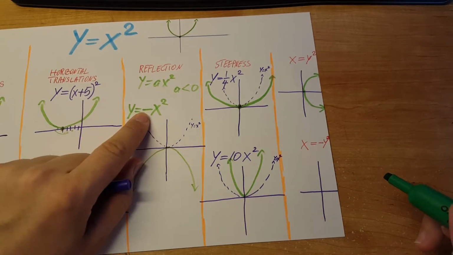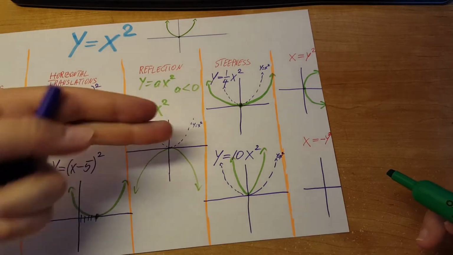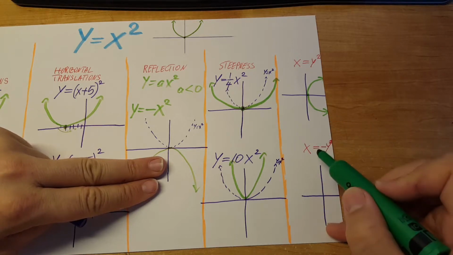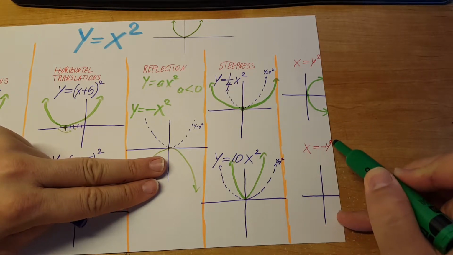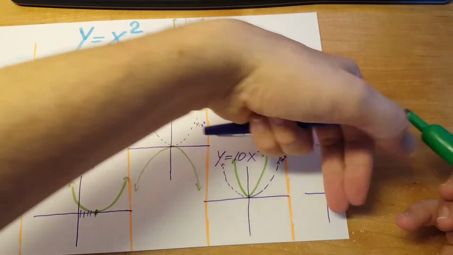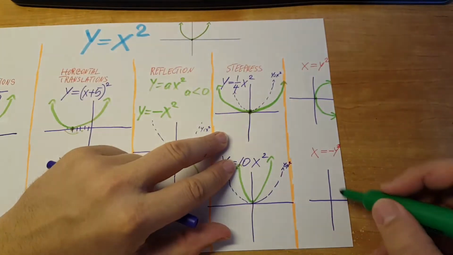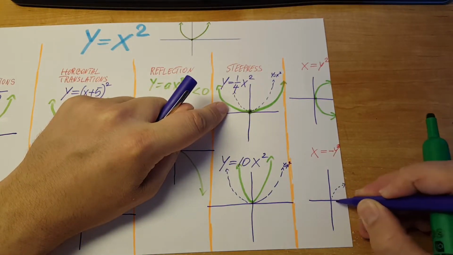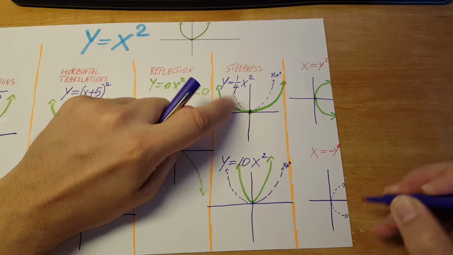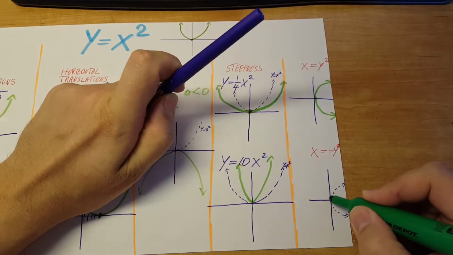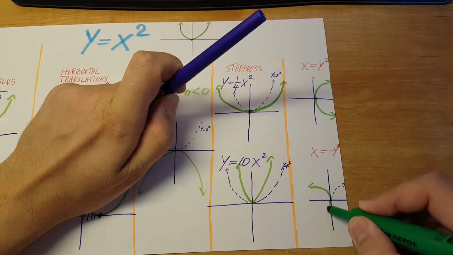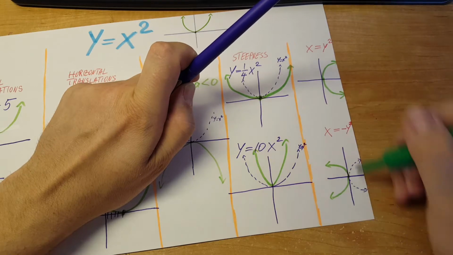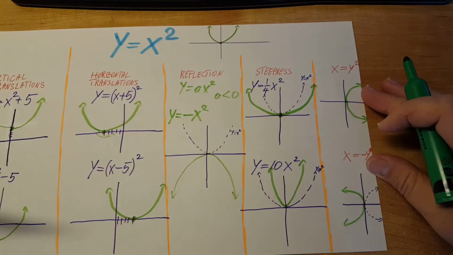Now, we had right here y equals -x squared. That made the reflection across the x-axis. So here, if we take x equals -y squared, this will cause a reflection across the y-axis. So if the original, as we saw, was here, now we can see that the reflection will be this way. And this will be a reflection across the y-axis. Alright.